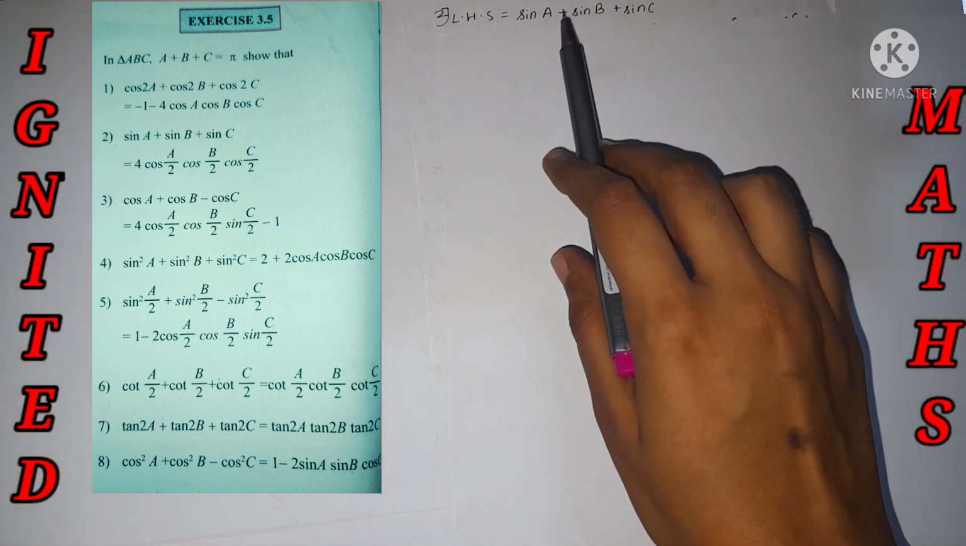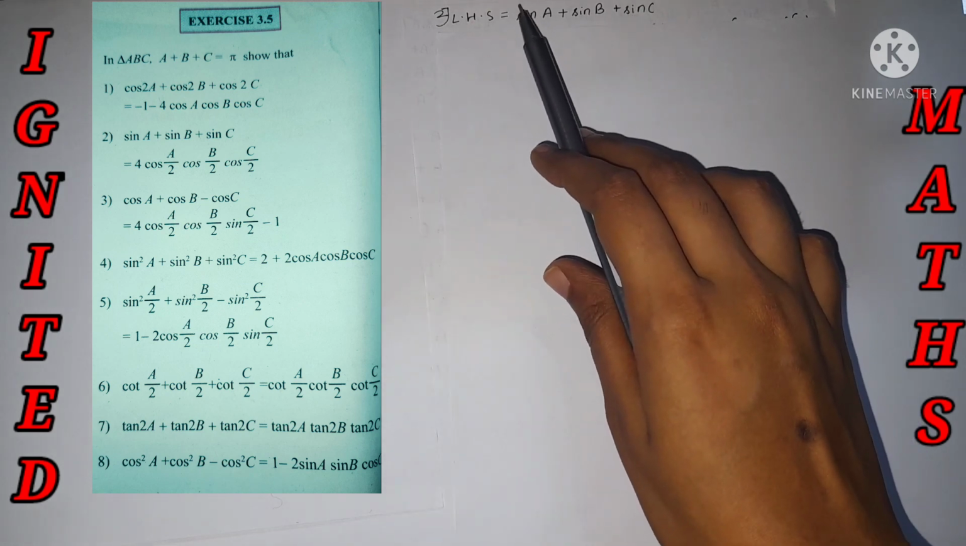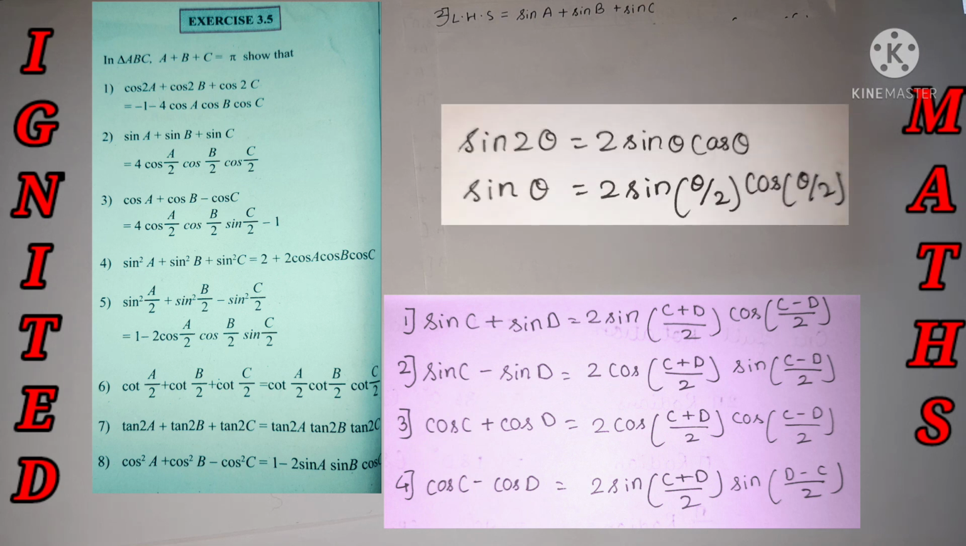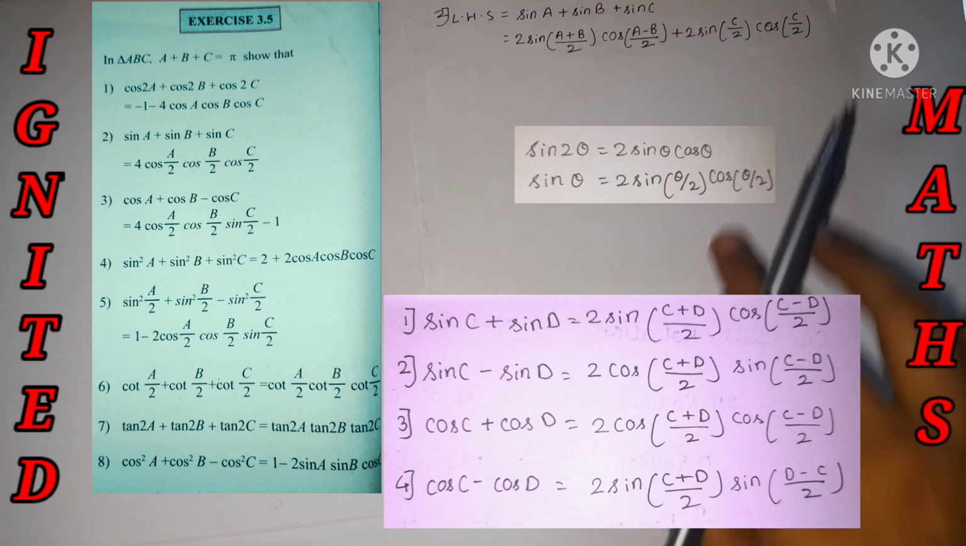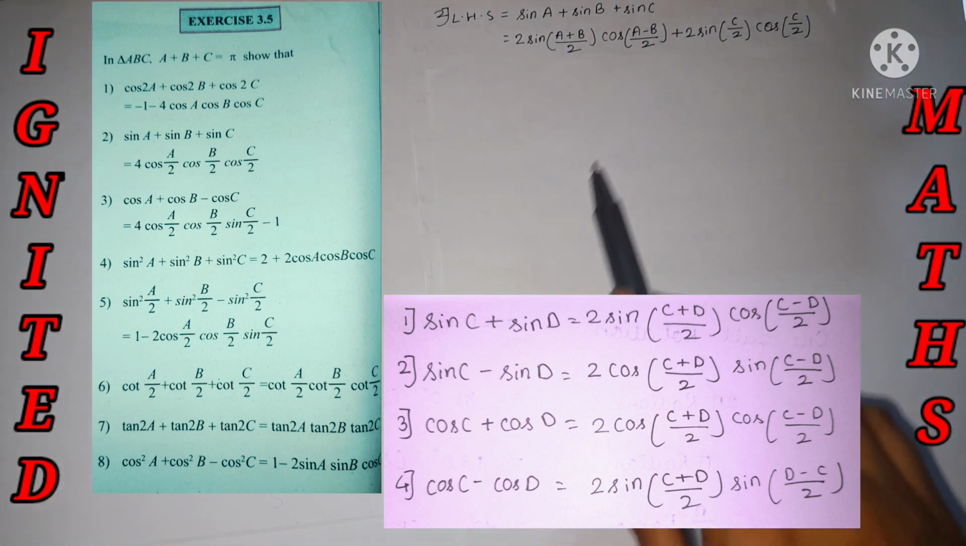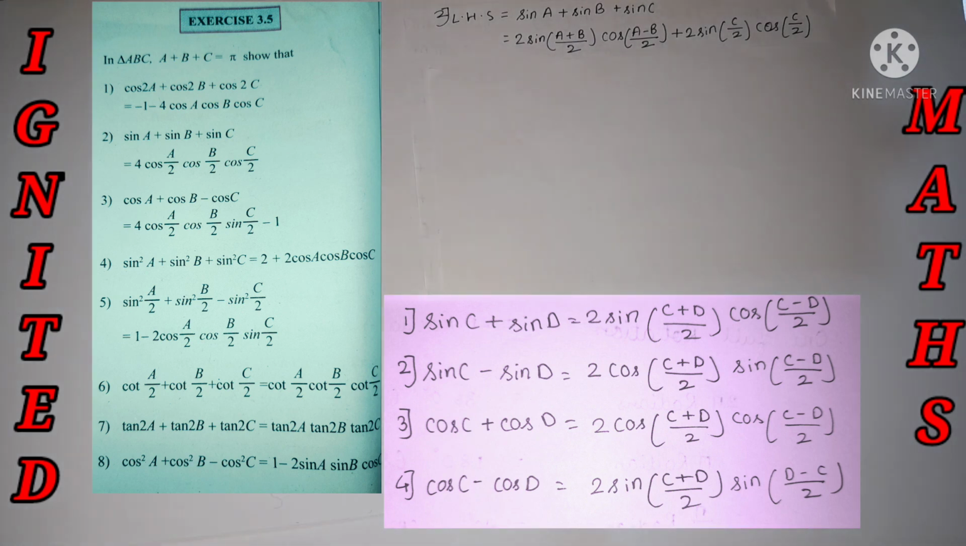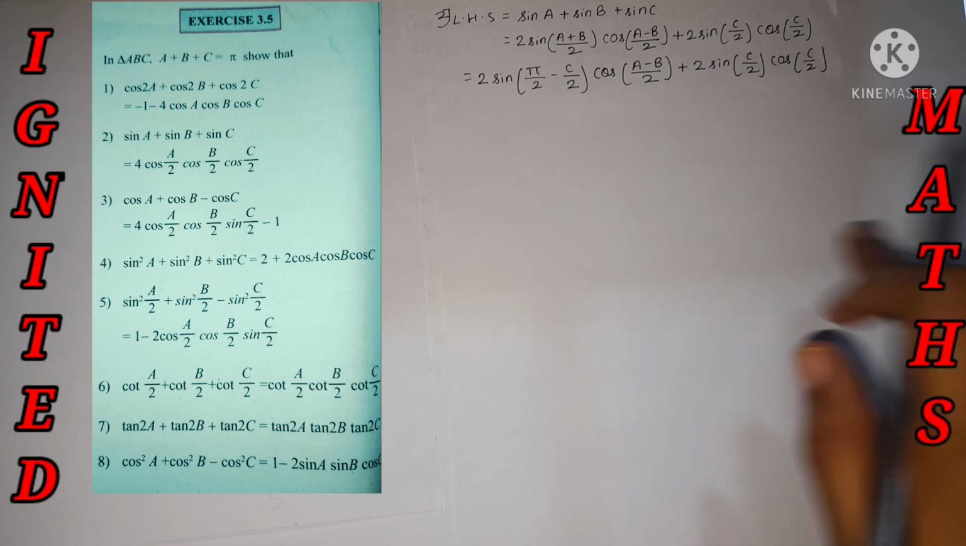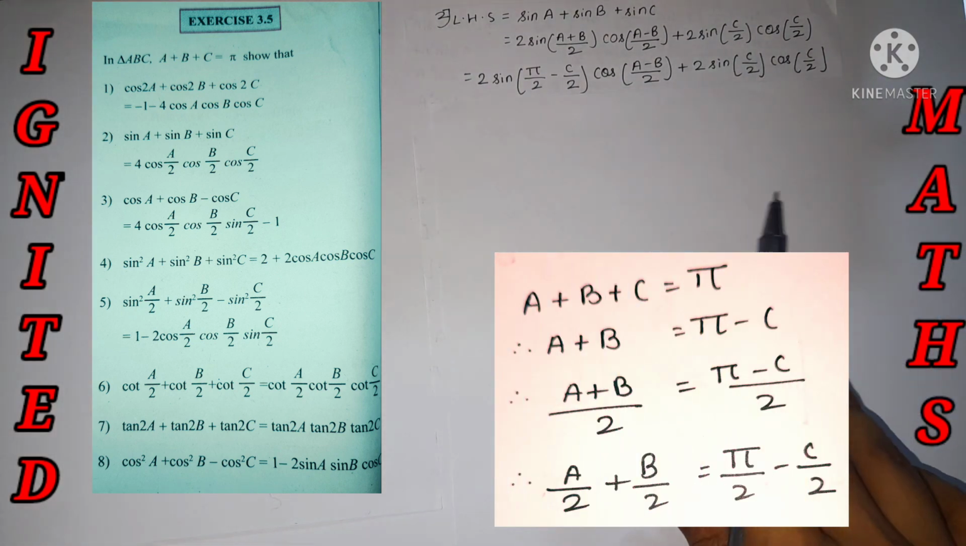So over here, sine A plus sine B plus sine C. Can we use the formula of sine C plus sine D? On the left hand side I have just mentioned all the formulas listed, and over here sine C I am going to represent as sine 2 theta. Sine 2 theta is equal to 2 sine theta cos theta. So let's take the half angle: 2 sine C by 2 and cos C by 2. Over here I have used A plus B plus C is equal to pi, so (A plus B) by 2 is equal to pi by 2 minus C by 2. The rest of the things I have represented as is.